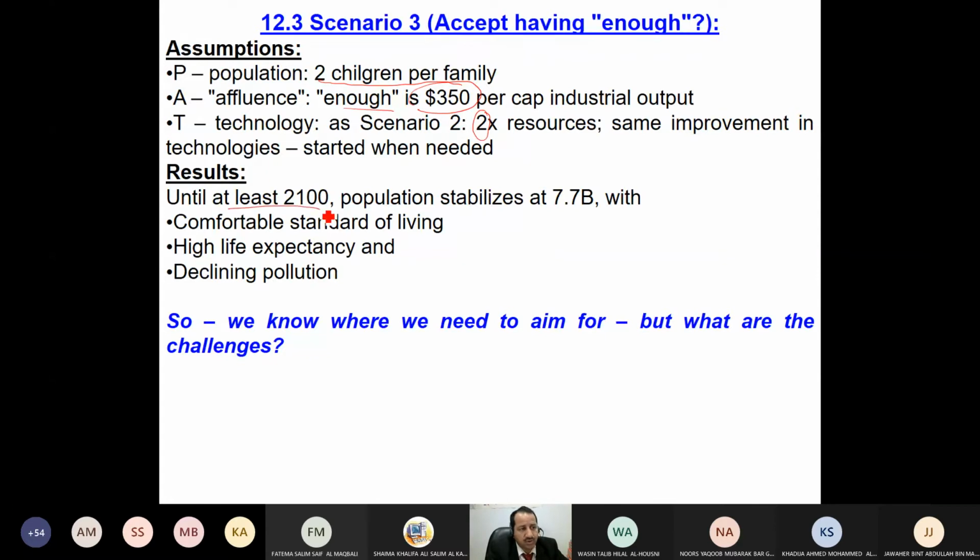Until at least 2100, the population stabilizes at 7.7 billion, because when people increase, the resources are consumed faster, more pollution comes, more problems are created, and they start fighting over wealth and resources. With a comfortable standard of living and high life expectancy, pollution will be reduced.